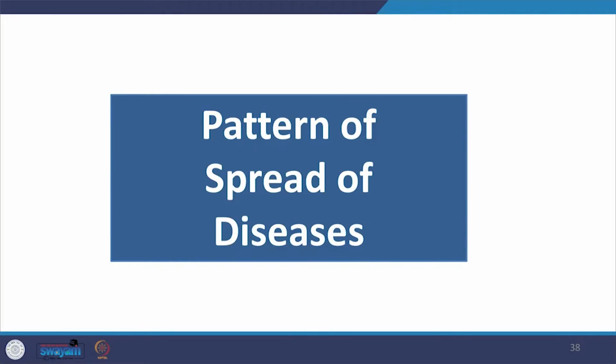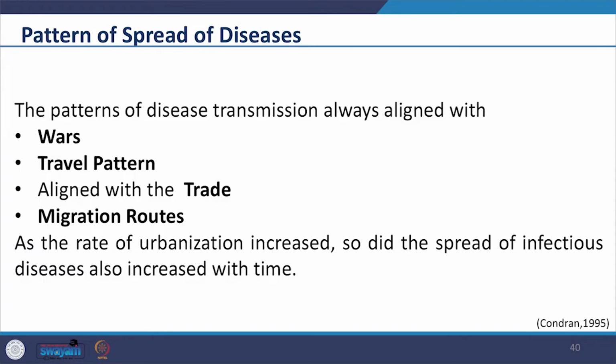Now, let us look at the pattern of spread of diseases. The patterns of disease transmission we may see here are always aligned with the wars, how people travel, and with trade and migration routes. As the rate of urbanization increased, the spread of infectious diseases also increased with time. This again indicates the prevalence of the political and economic theory.